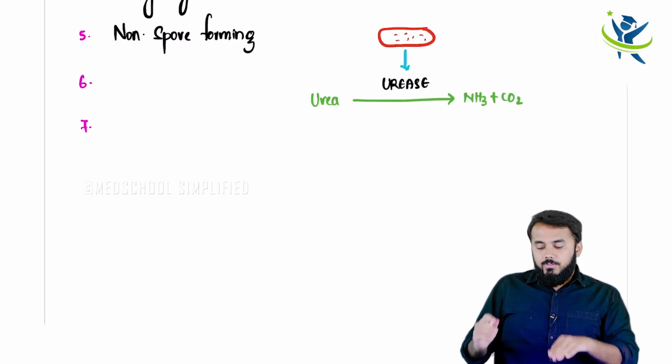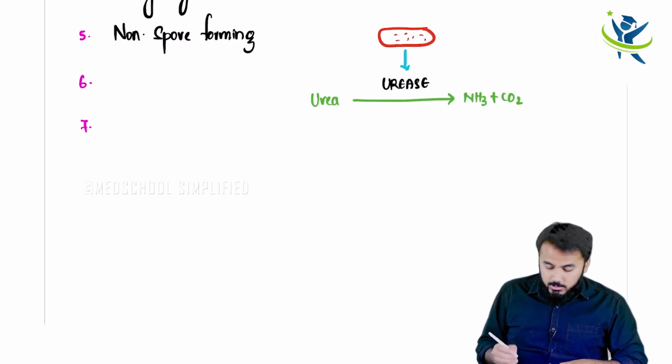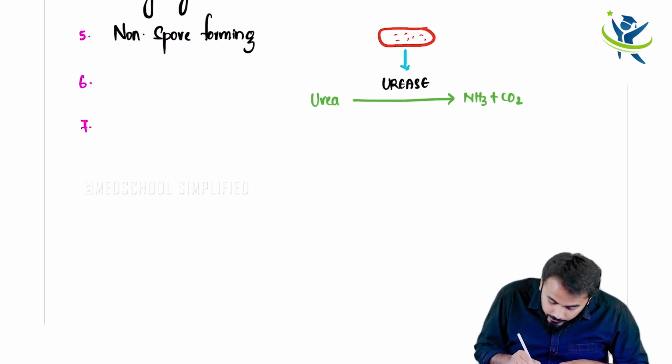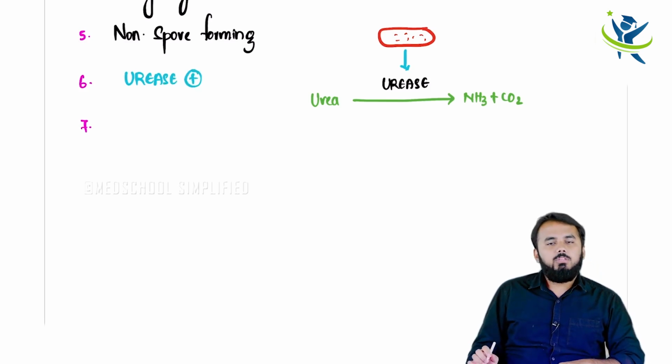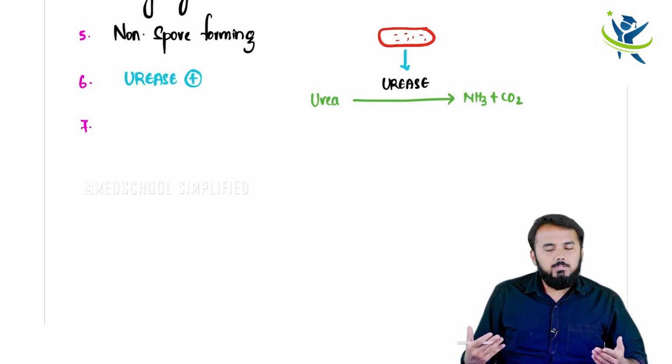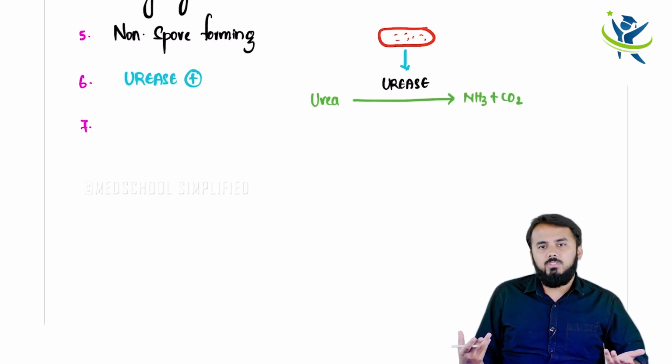So if a bacteria is releasing urease, such organisms are called urease positive organisms. If a bacteria is not releasing urease, you know the answer, it is called urease negative organisms, right? Another important thing, why are we telling you about this? What is the importance of this urease? If it is releasing, so what?